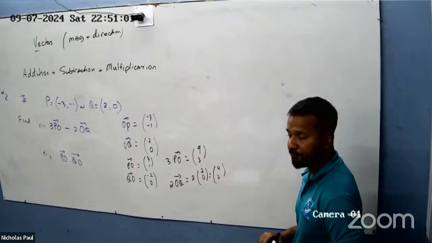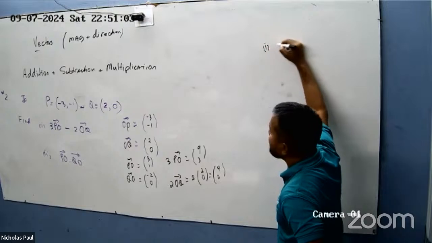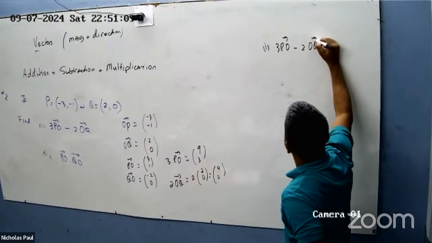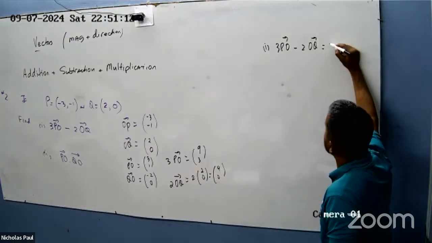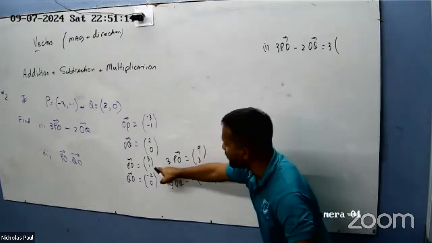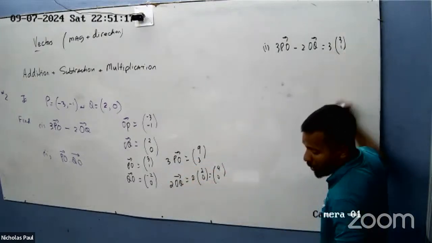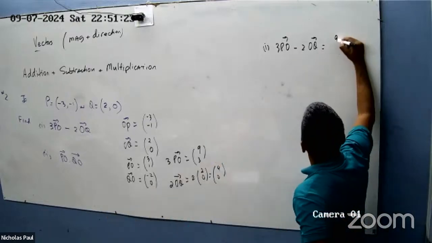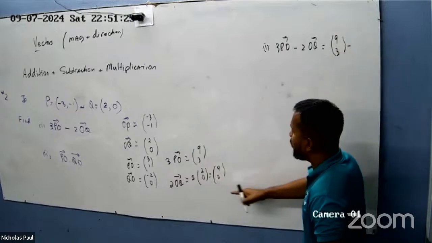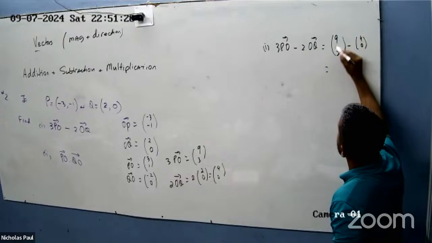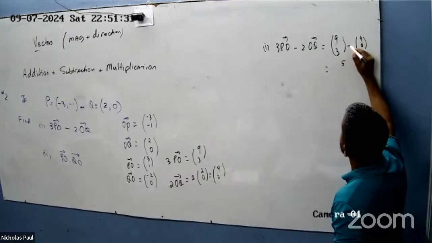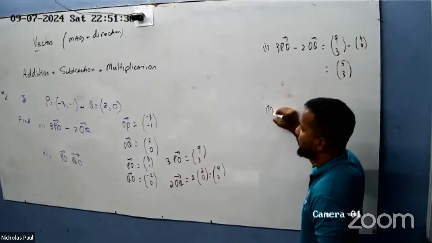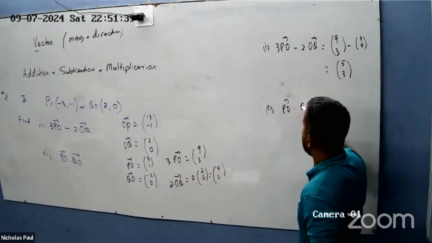Everybody okay with that? Next, part 1 now. We want 3PO minus 2OQ. So that will be 3 by PO. Sorry, I'm going to work it out for you already. 3PO is 9, 3, minus 2OQ, which is 4, 0. 9 minus 4, that's 5. 3 minus 0 is 3. And part 2, they want PO multiplied by QO.